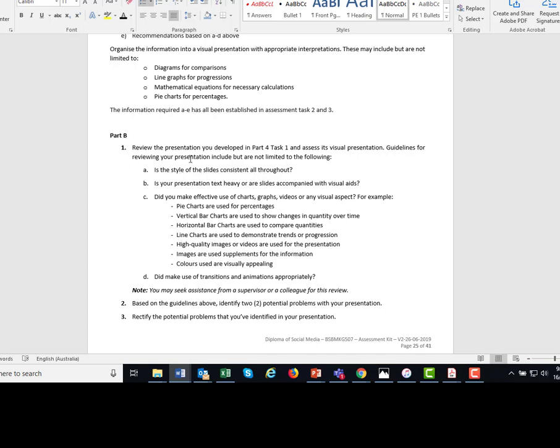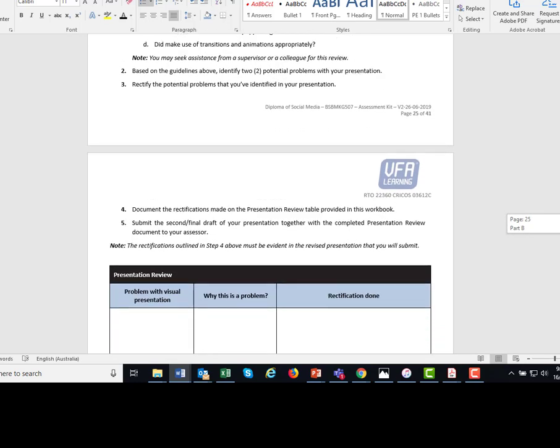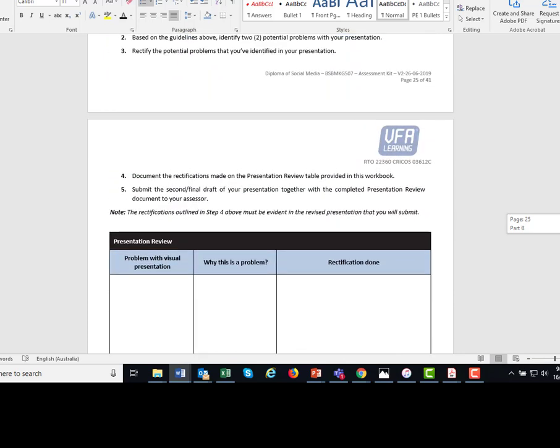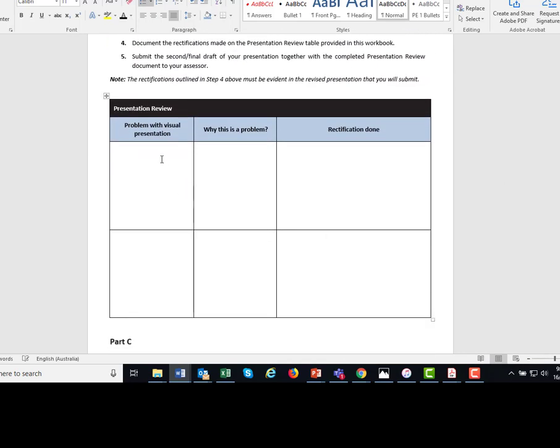After they've put it together, they've got to review their presentation and look at: is the style of the slides consistent? Is the presentation text heavy, or does it have good visual aids, and so on? You can read through that. Identify 2 potential problems with the presentation and rectify the problems you've identified. So basically they look at their own presentation and then fill this table in with a presentation review: problems they've established, why is this a problem, and rectification done. They do a first draft, then have a good look at it based on those things, then fill this table in.